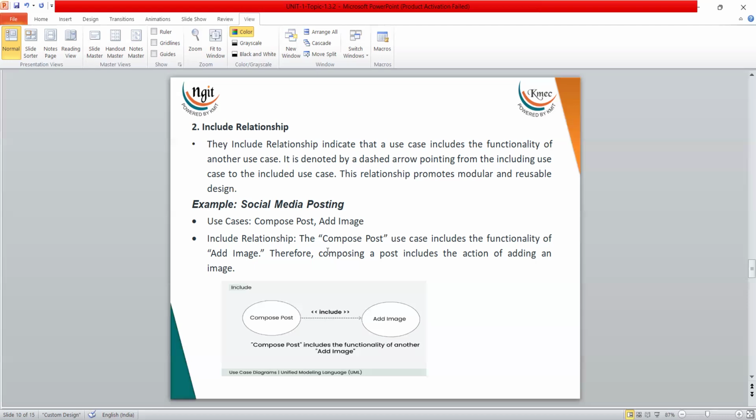So including relationship, the compose post use case includes the functionality of adding images. Therefore, composing the post includes the action of adding an image. So generally from one use case to the other, if you want to extend that, here we are going to use include. Include in the sense we are including a new use case in the existing use case.